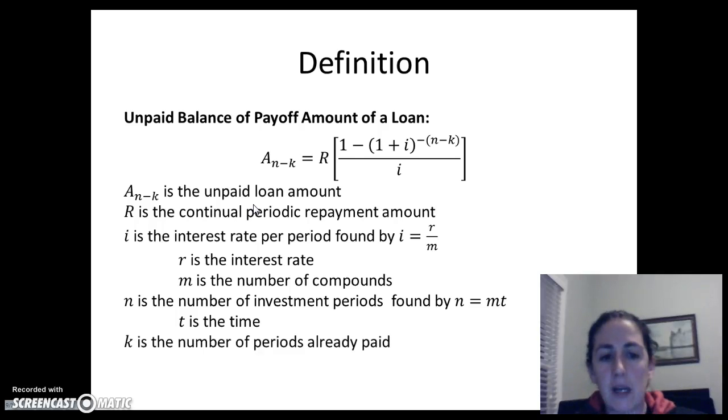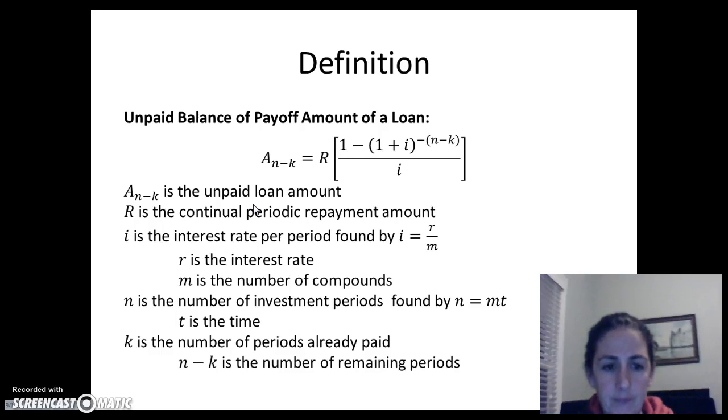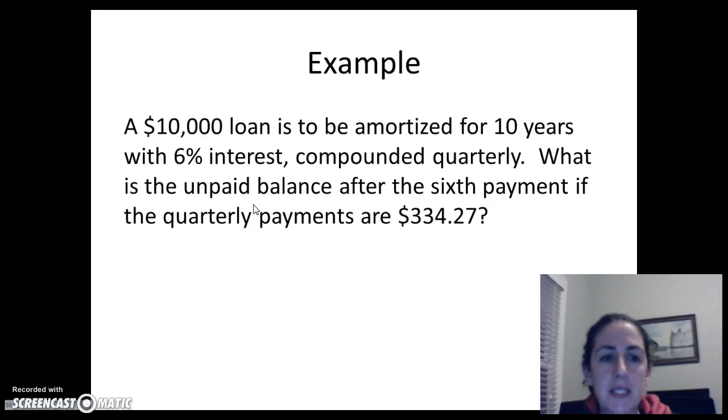Now k, this new variable, that's the number of periods you've already paid. That's the number of car payments you've already paid. That's the number of mortgage payments you've already paid, something like that. So then when you take n minus k, that's how many payments you have left. So for example, a $10,000 loan is to be amortized for 10 years with 6% interest compounded quarterly.